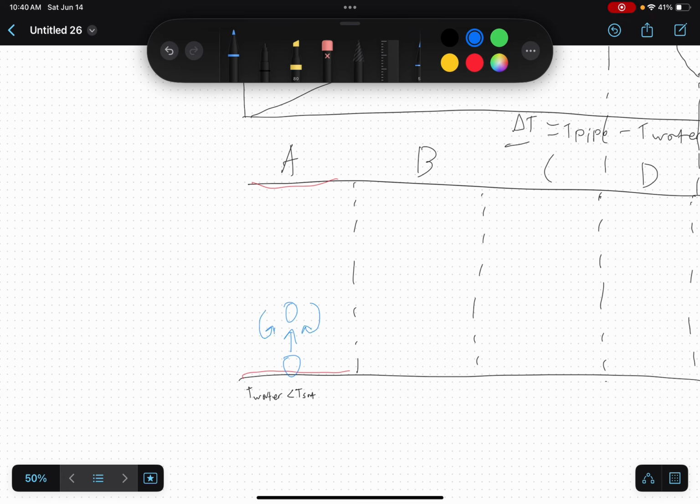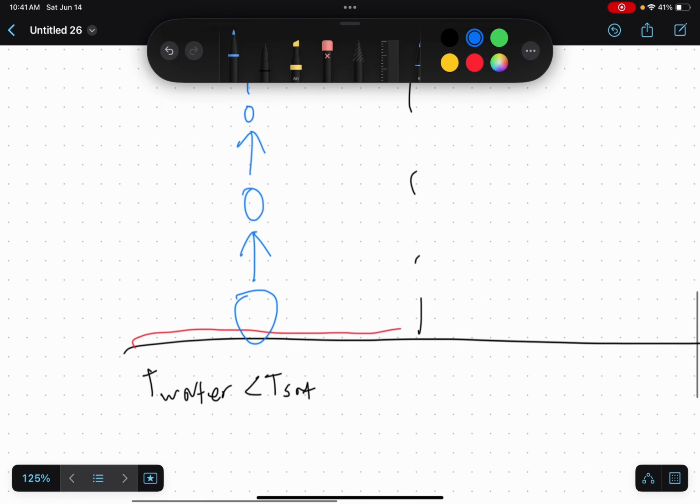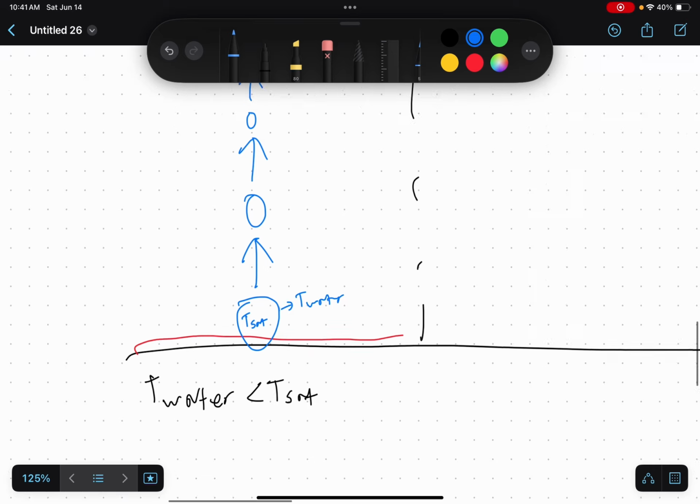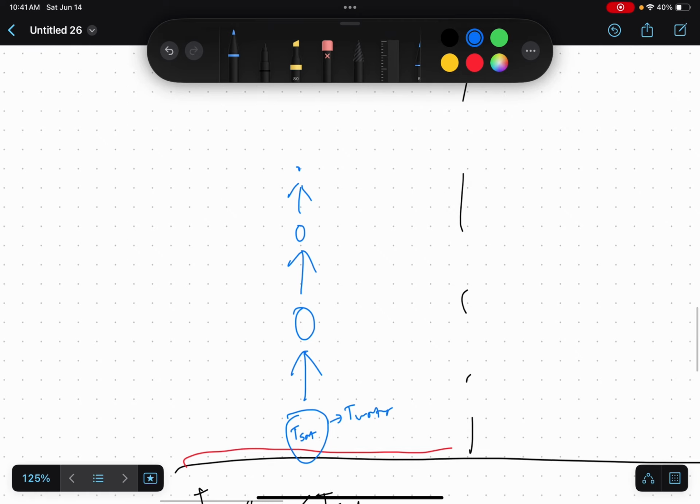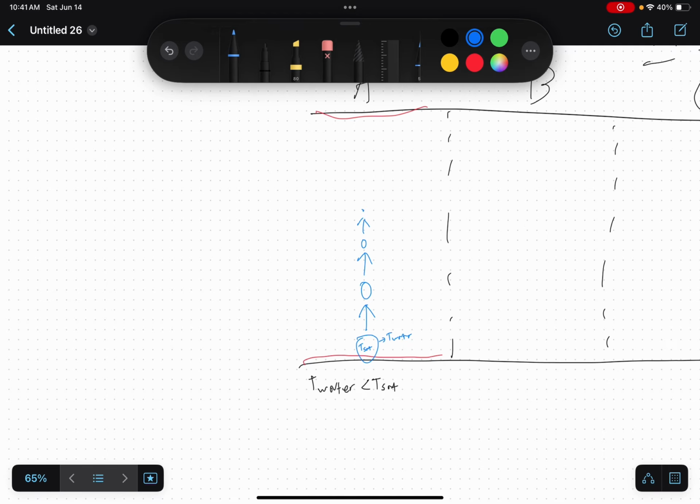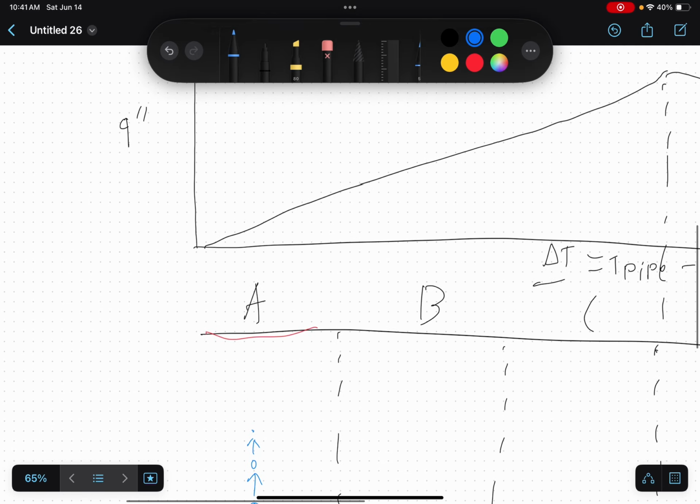Why does it do that? Well, because the water temperature is less than saturation temperature and steam is at saturation temperature. This is T sat, T water. Heat's going to transfer from the bubble to the water. So as the bubble goes up, it'll transfer more and more heat to the water, and eventually it'll just be all gone. So that is the first region.